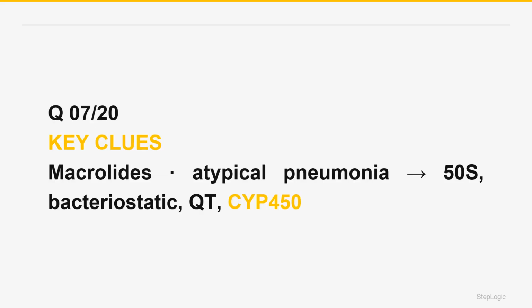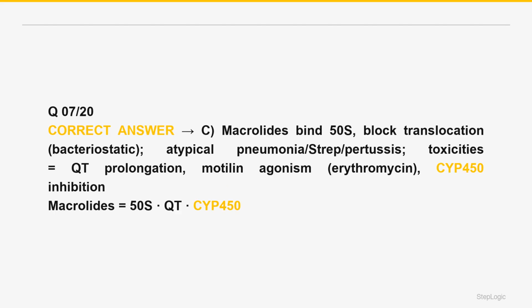Macrolides, azithromycin, clarithromycin, and erythromycin, inhibit protein synthesis by binding the 50S ribosomal subunit and blocking translocation. They are generally bacteriostatic. Their spectrum makes them first line for atypical pneumonia: mycoplasma, legionella, chlamydia. They also cover streptococcus, useful in penicillin allergy, some respiratory gram-positives, and bordetella. The correct answer is C.